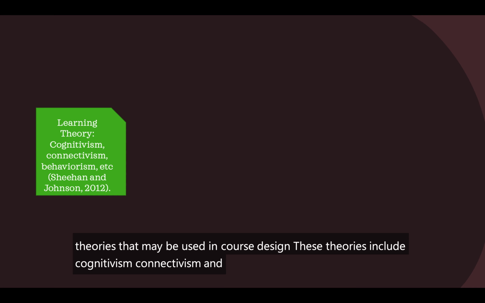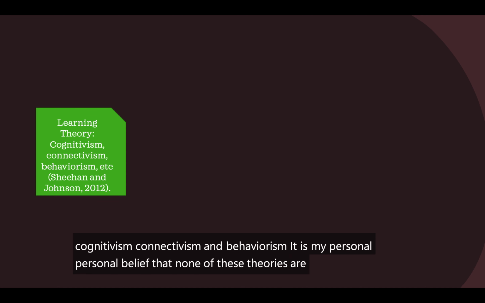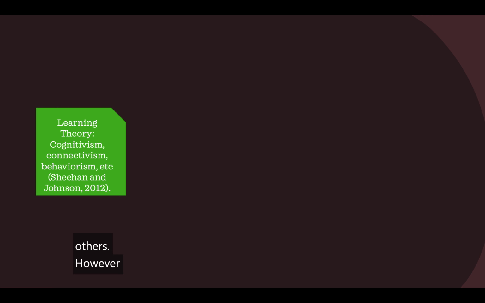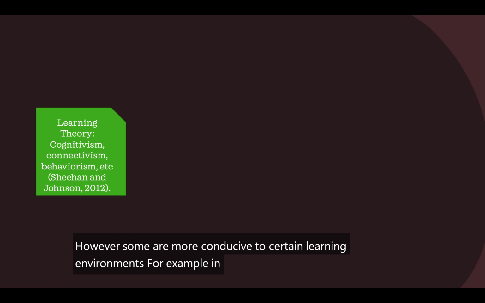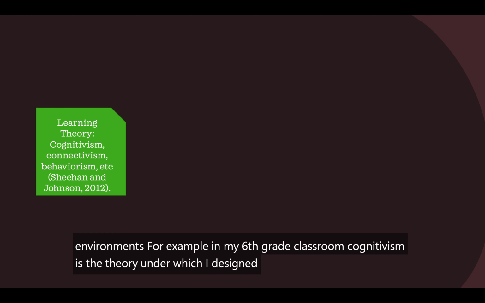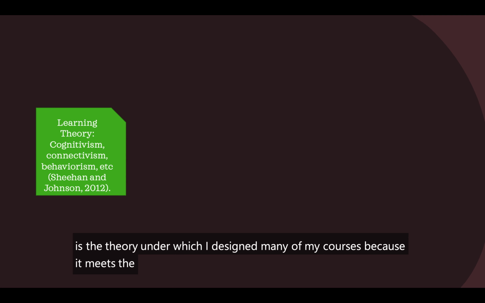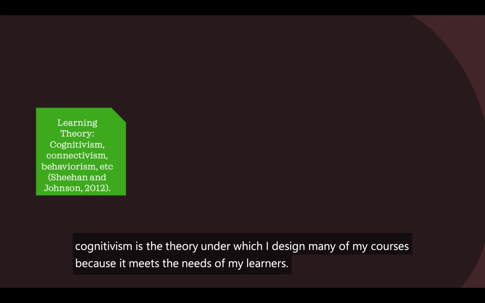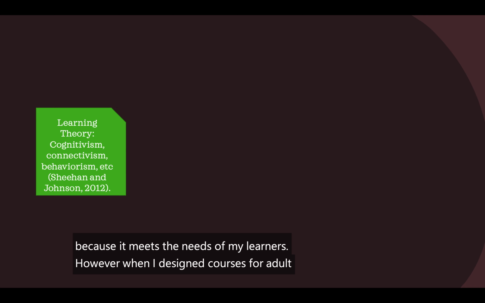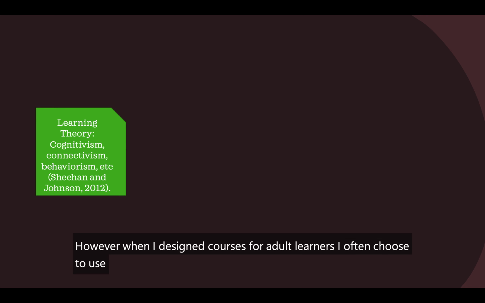It is my personal belief that none of these theories are better than the others. However, some are more conducive to certain learning environments. For example, in my 6th grade classroom, cognitivism is the theory under which I design many of my courses because it meets the needs of my learners. However, when I design courses for adult learners, I often choose to use constructivism. Instructional design is all about knowing the audience.